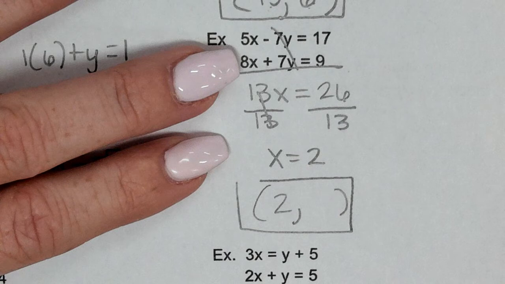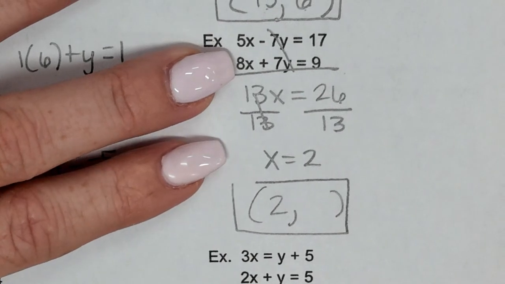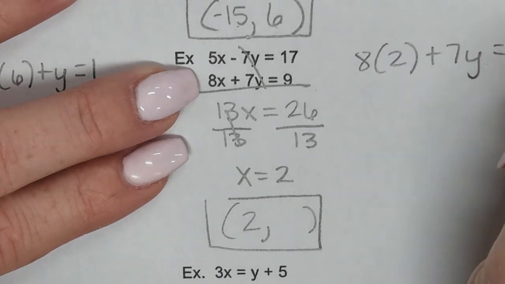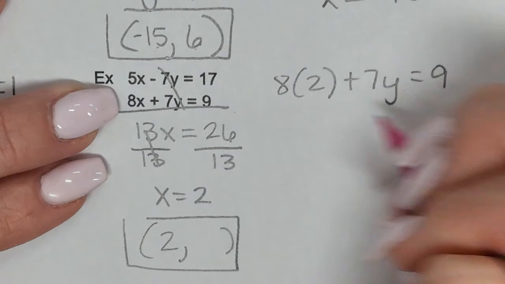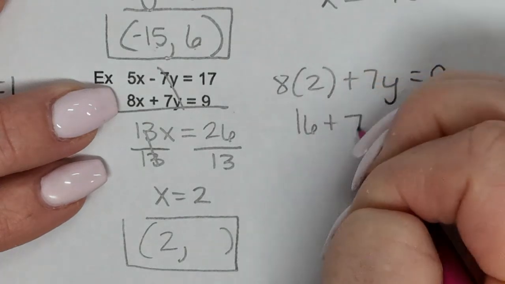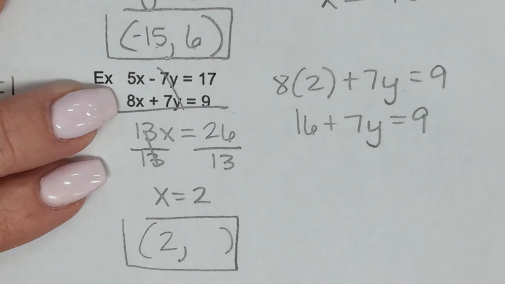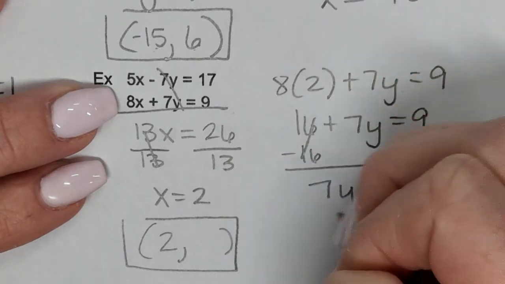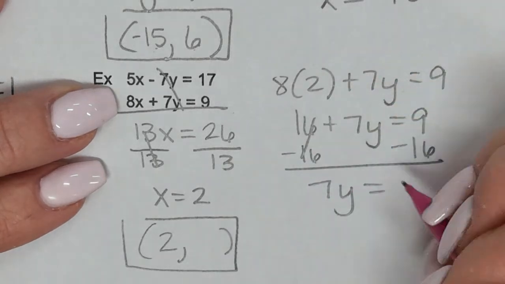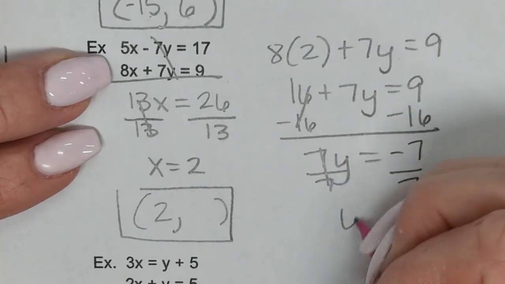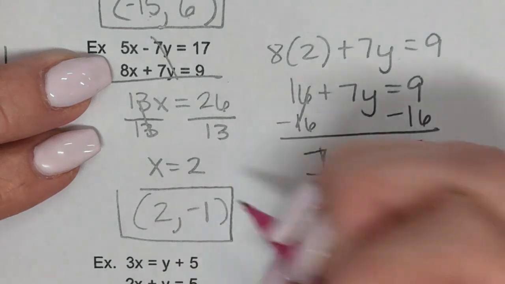All right, which equation do y'all want to use to plug the x back in? The second one. Second one? All right, so 8 times 2 plus 7 times y equals 9. Am I going too fast, or y'all okay? 8 times 2 is 16. I'm going to subtract 16. I get 7y equals, what's 9 minus 16? Negative 7. Divide by 7, and I get the value of y is negative 1.